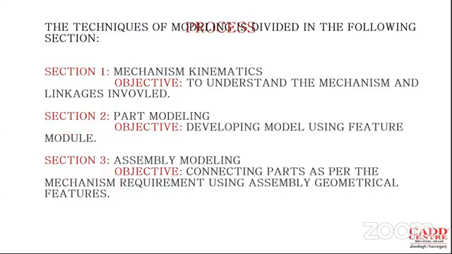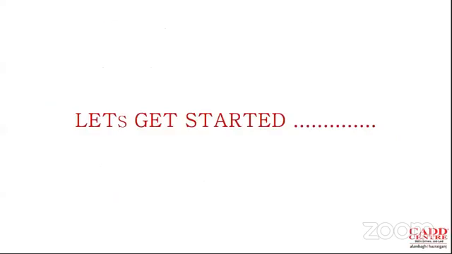Okay, so now the process. There are basically three sections. First, mechanism kinematics, where we'll have a brief understanding. It requires a lot of time to study a mechanism, we all know that, but here we'll briefly understand the mechanism and the linkages that are involved. Second is the part modeling, where we'll be developing the parts. Then the third is the assembly modeling, where we'll be connecting the parts as per the mechanism requirements using the geometric constraints of assembly modeling. Okay, so let's get started.